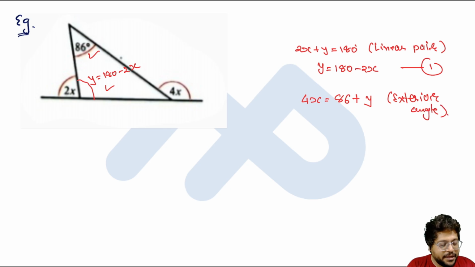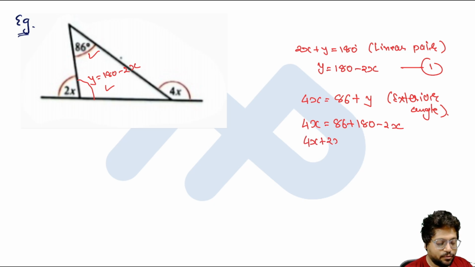So y, let's replace it as 180 minus 2x. So 86 plus 180 minus 2x. Now just make x the subject. 4x is already given, so let's throw this 2x here. 4x plus 2x is equal to, now 180 plus 86, which will be 266, and then 4x plus 2x is 6x. 6x is equal to 266. So x is equal to 266 divided by 6.